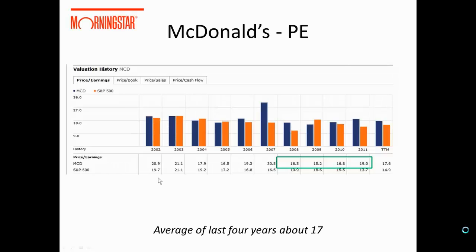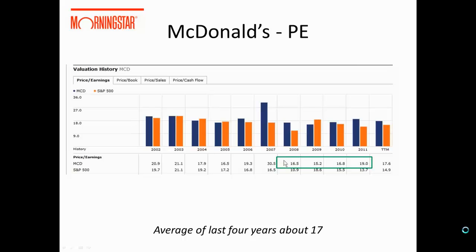And finally, our price to earnings, PE. Again, we go to Morningstar, and this is under valuation and price to earnings, and we get a nice little graph. McDonald's is the blue bar, and the S&P 500 is the orange bar, so we can see how it compares. And looking at the last 4 years, and why did I go 4?